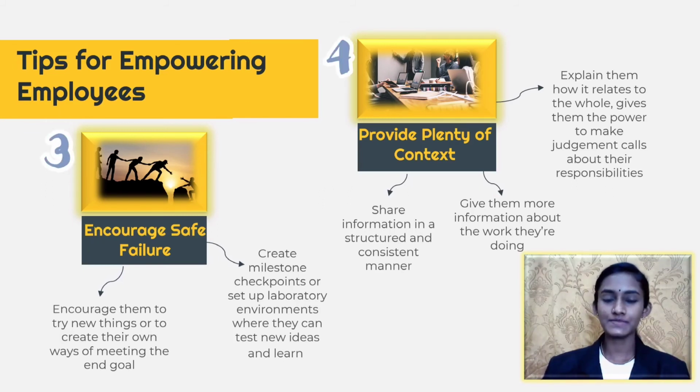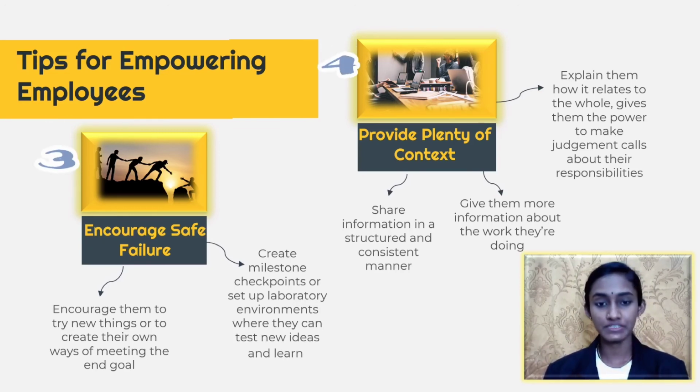The fourth tip is provide plenty of context. Many employees receive only the basics when it comes to the information they need to do their jobs. While this is commonplace, it fails to empower employees because they don't have enough information to truly make their own decisions. For example, if employees don't know what the end goal is for a given project, they may miss out on valuable opportunities to improve the finished product.